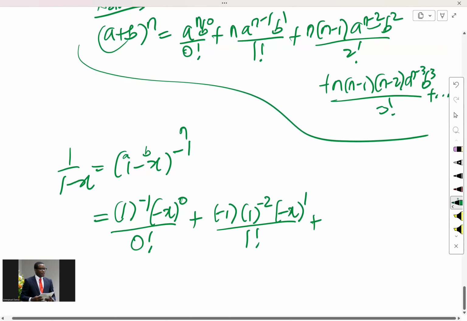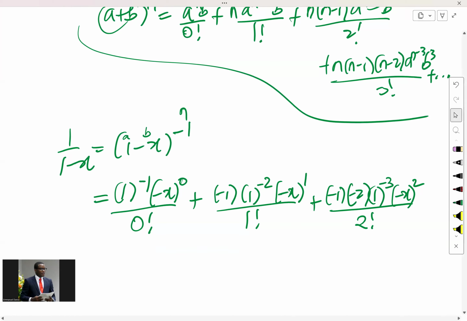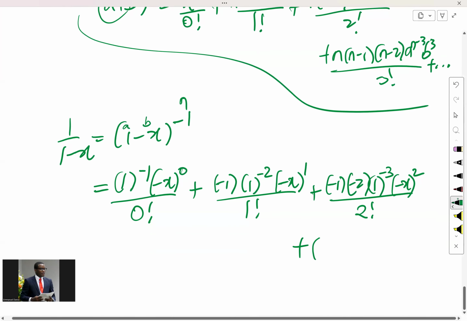Then next you have, so minus 1 now, then the minus 2 joins it, so we have minus 2, then 1 raised to power minus 2 minus 1, that's minus 3, then minus x raised to power 2 all over 2 factorial. So you see the power of the first one is reducing, whereas the power of the second one starts from 0 and it is increasing. So I can also do the fourth one, which is minus 1, minus 2, minus 3. This minus 3 comes down. So you have 1 raised to power minus 4, then minus x raised to power 3 all over 3 factorial.